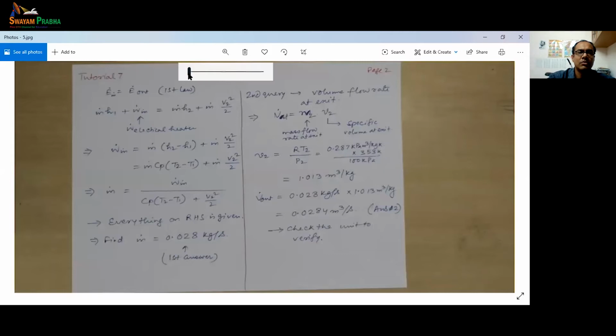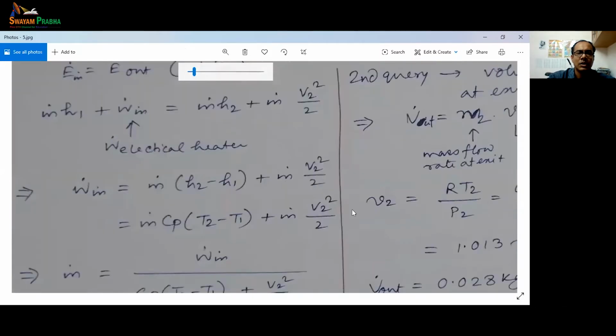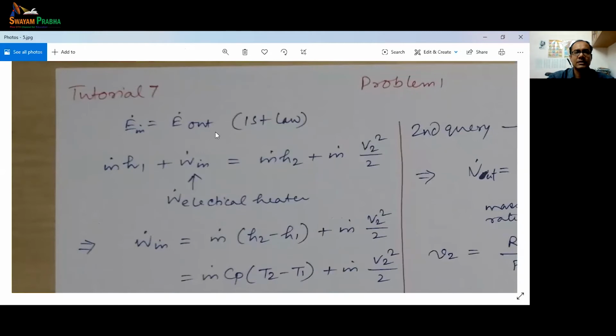Okay, so if we now look at the energy balance, this is a steady flow process, so nothing is getting stored. Whatever is coming in will go out. First law, simple. Whatever is coming in means m dot into h1, the inlet enthalpy content of the airstream. What else you are putting in is the electrical heater, so that is work input in the form of electrical heating. That's the input, the left hand side.